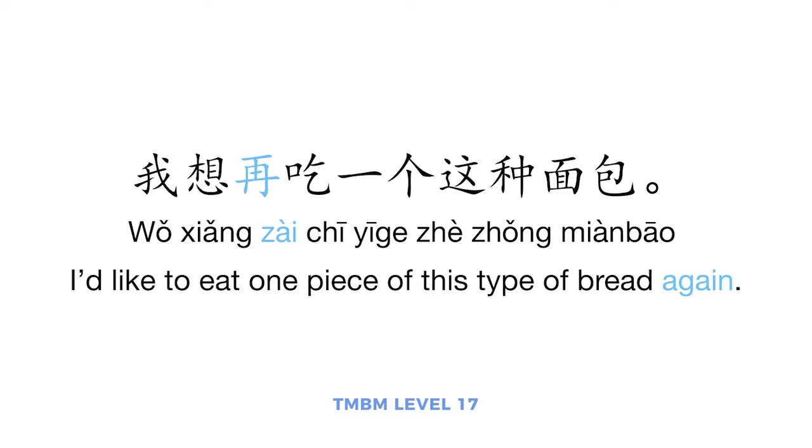So we tend to go, I want to eat one piece of this type of bread again, but they will say, I'd like to again eat one piece of this type of bread. So that's when you use 再 for that. Now we're going to go back to 再 in a minute because 再 only refers to things that could be happening again in the present or the future, not the past, but we'll get to that in a moment.